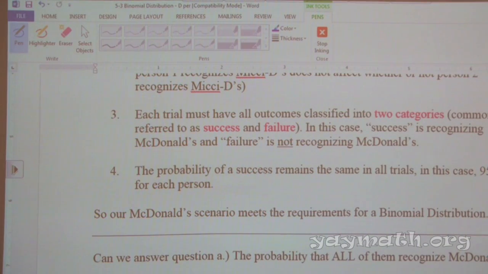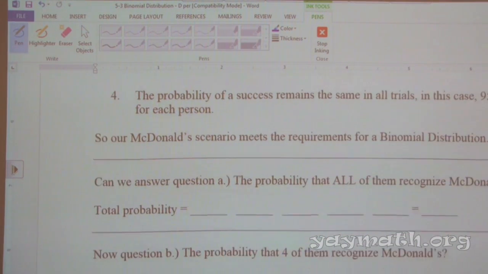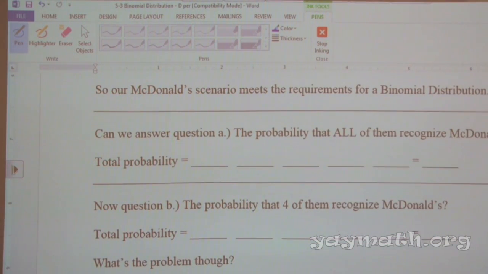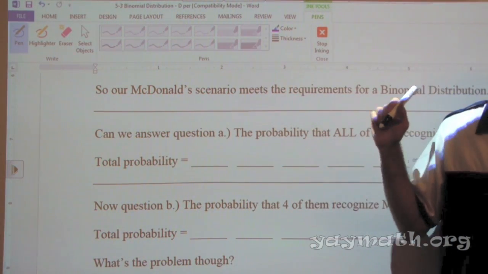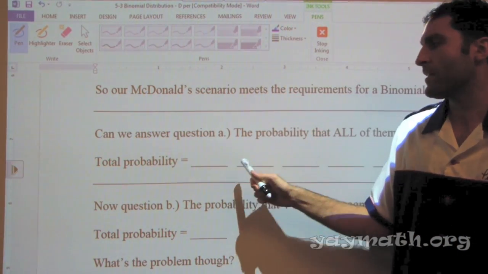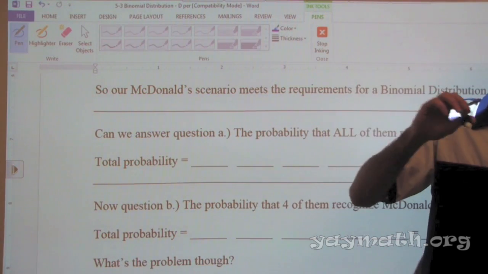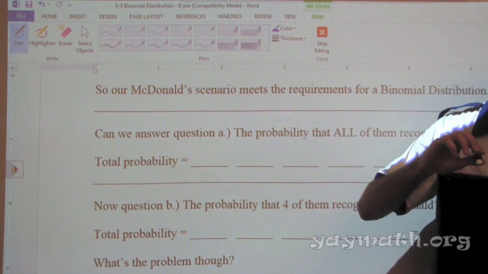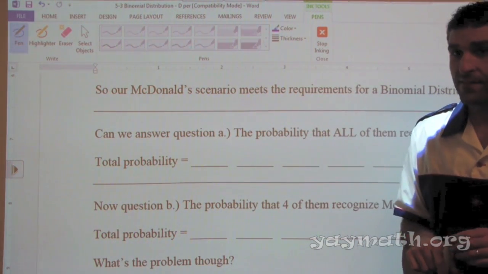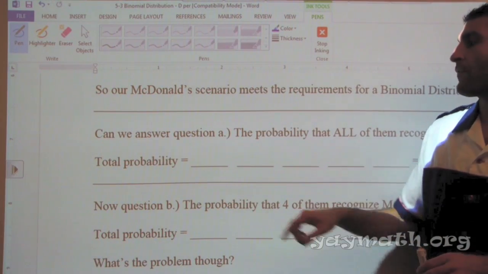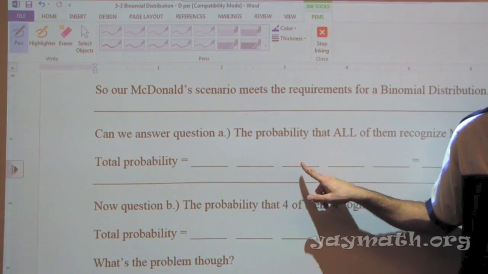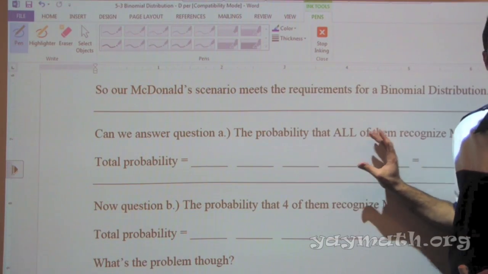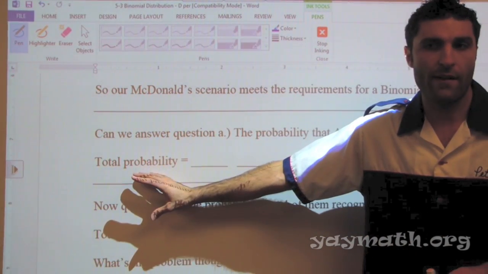Now let's see if we can answer the question. What is the probability that all 5 recognize McDonald's? We've done this. It's a probability involving or and. Which one? And it is. Is it safe to say that the probability of the first person recognizing McDonald's, and this person, and this person, and so on, would be all 5? That'd be all 5.